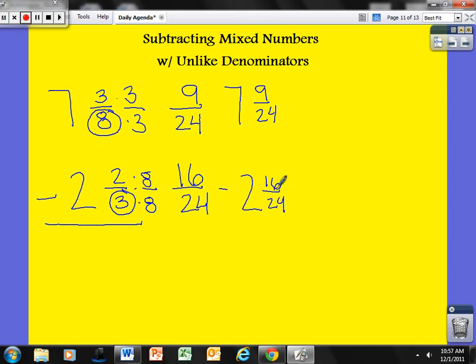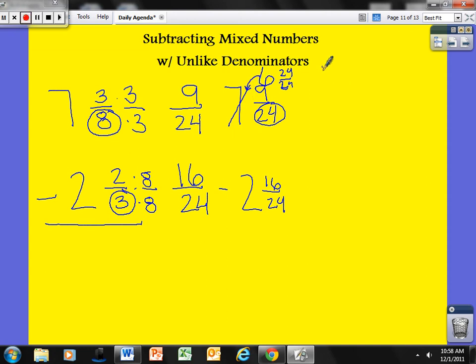I have another problem. I cannot take 16 from 9. So as I did with the last problem, I'm just simply going to rename this 7. I'm going to make it a 6, and because the denominator is 24, it's going to be 6 and 24/24. In each one of these whole groups of 7, there are 24 little pieces. 24 pieces make one whole. That's why 6 and 24/24, 24 over 24 is the same as one whole. 1 plus 6 is 7. So I have not borrowed, I've just renamed.